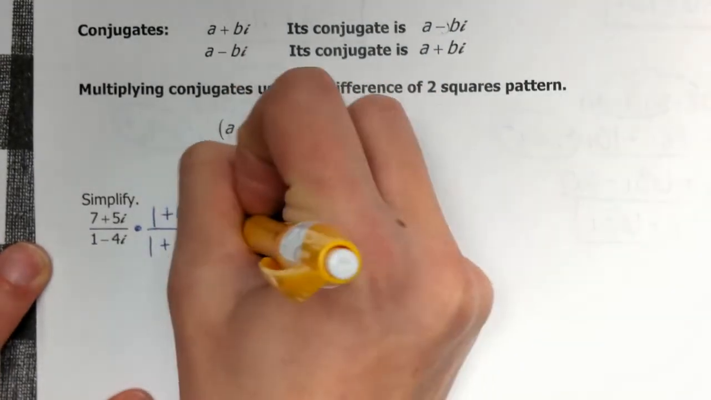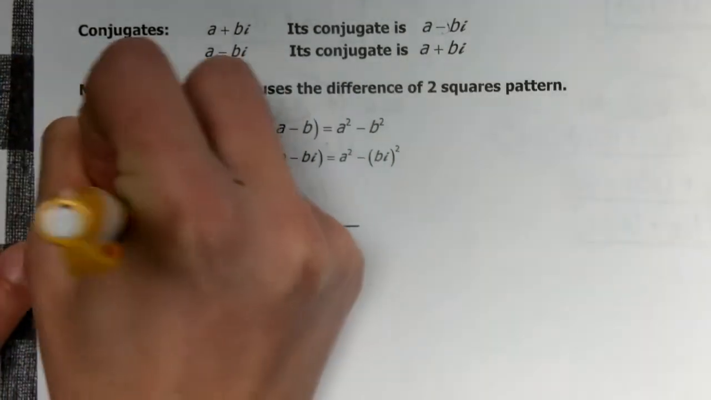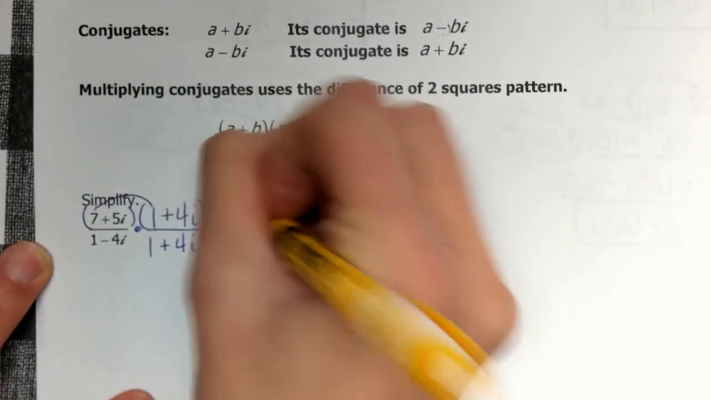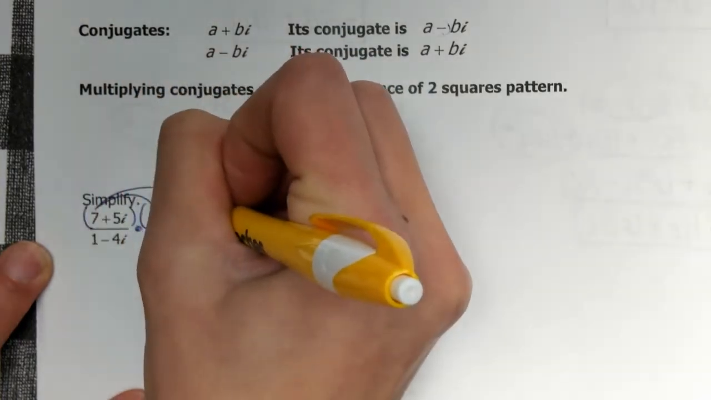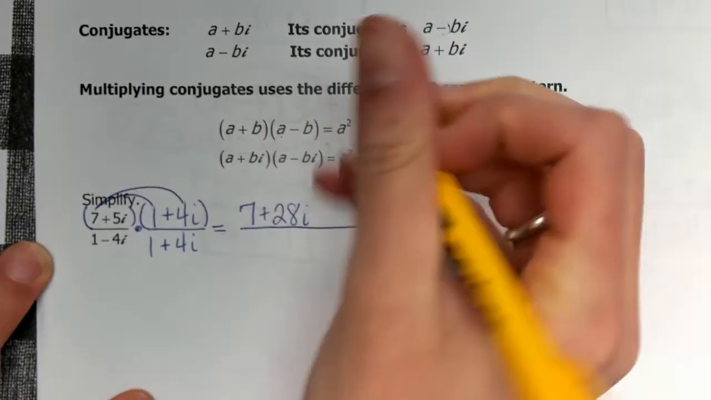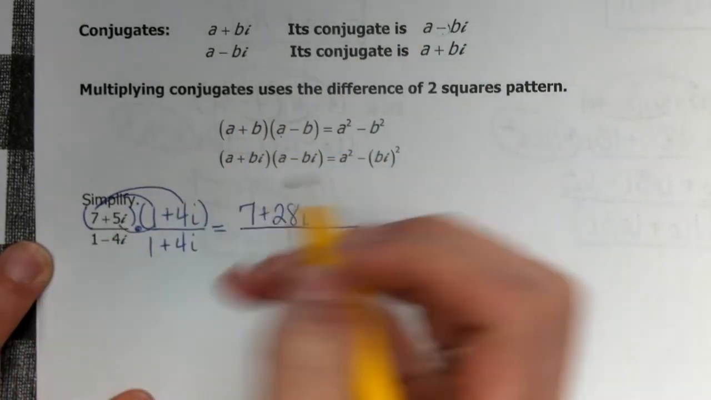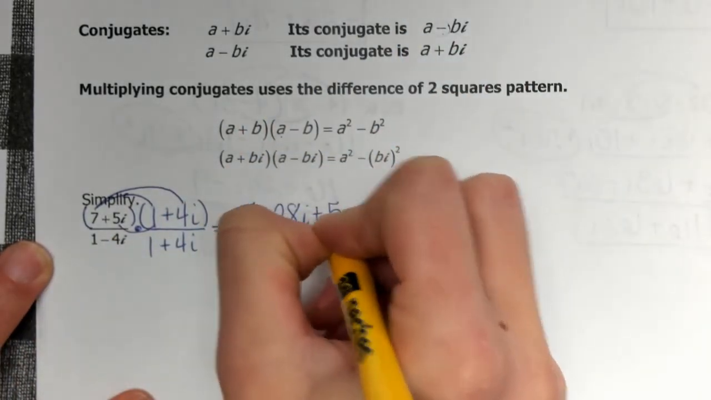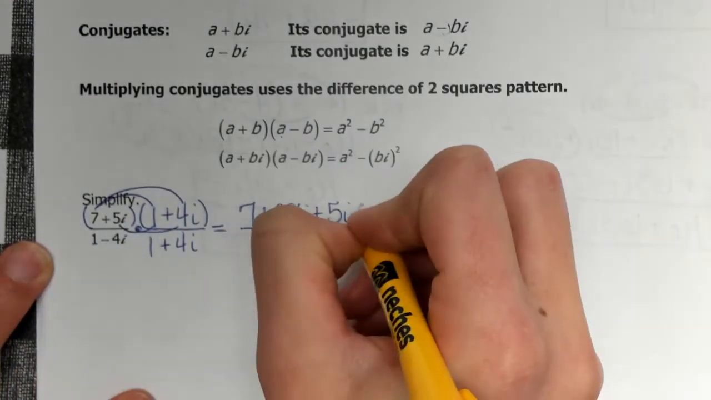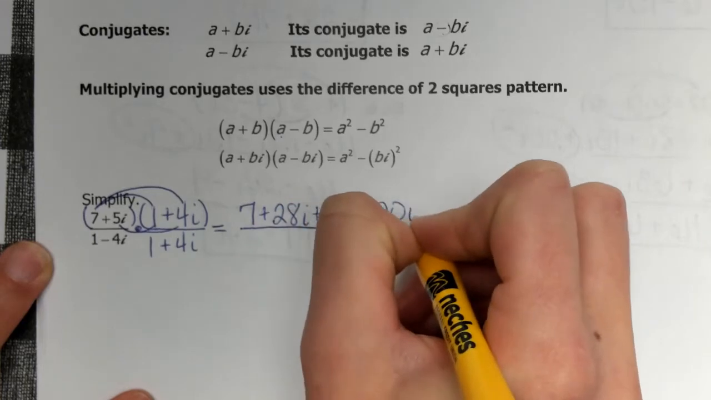Okay? I'm going to have to FOIL the numerator. So 7 times 1 is 7. 7 times 4i, 28i. And then 5i times 1 is 5i. Then 5i times 4i is 20i squared.